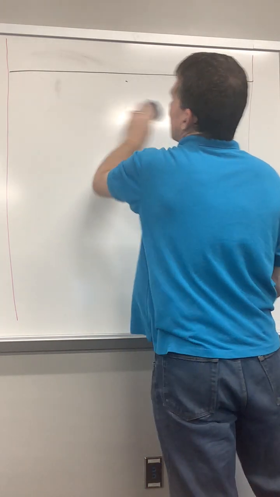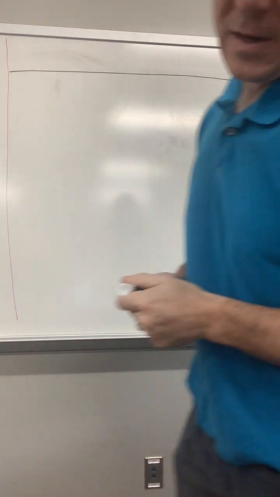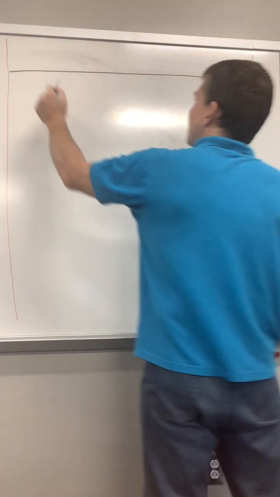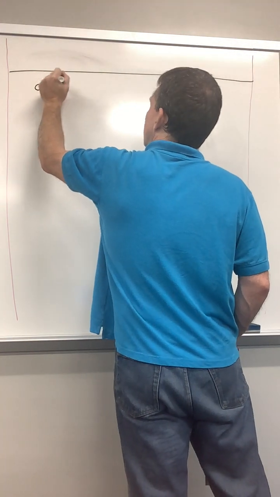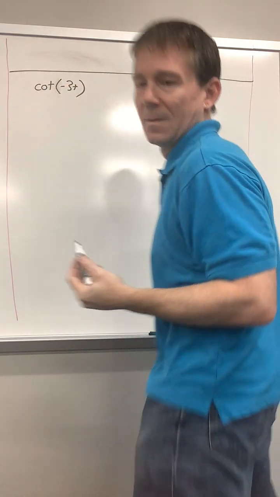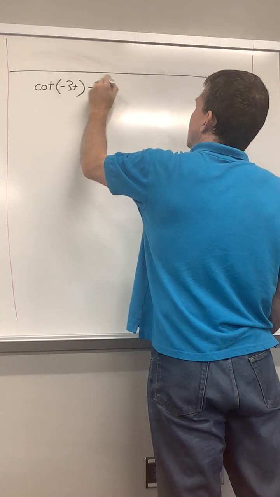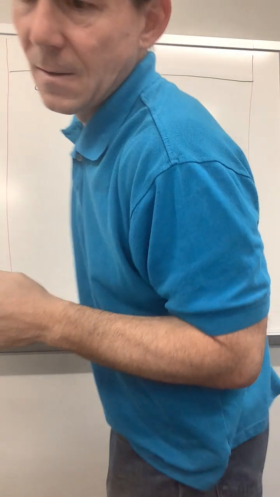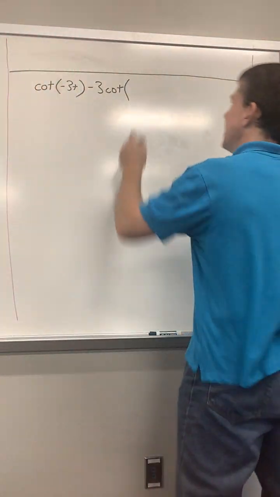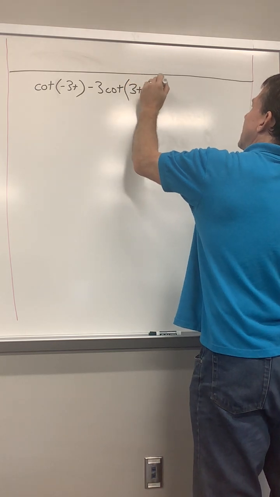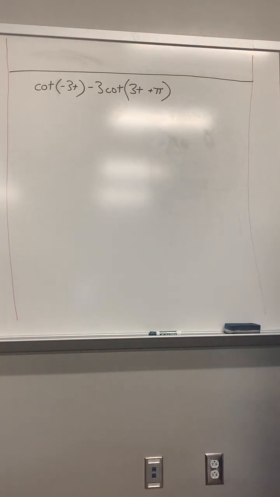Now I want to do the other one. So for number 72, cotangent of negative 3t minus 3 cotangent of 3t plus pi. And I want to simplify that.